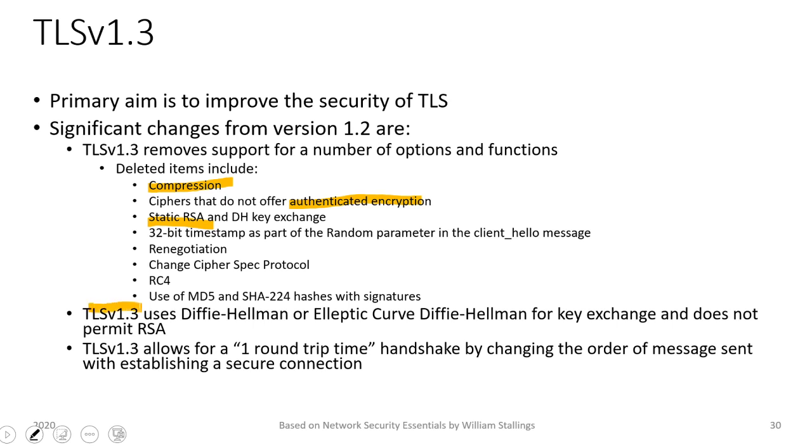And particularly with TLS 1.3, it does not allow RSA. You cannot use RSA for key exchange. You have to use either Diffie-Hellman or elliptic curve Diffie-Hellman for key exchanges. And also TLS 1.3 allows for a one round trip time handshake by changing the order in which messages are sent when establishing a secure connection. So there's a slight difference in the way the handshake protocol would operate in TLS 1.3 compared to the one that we covered previously.